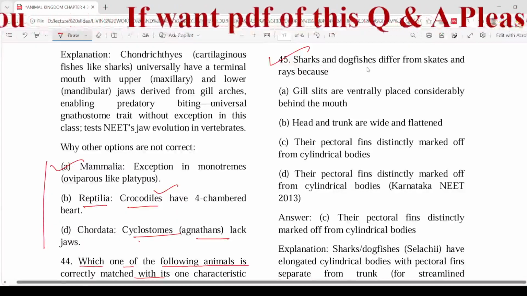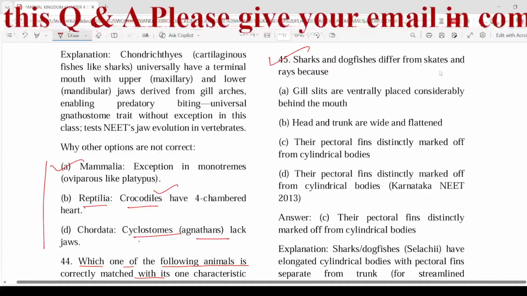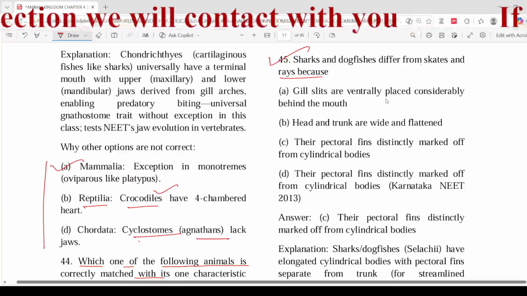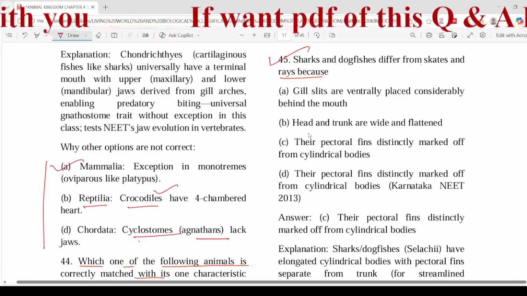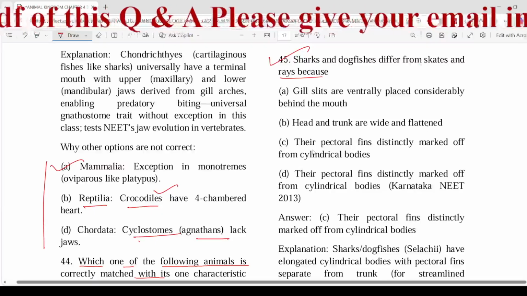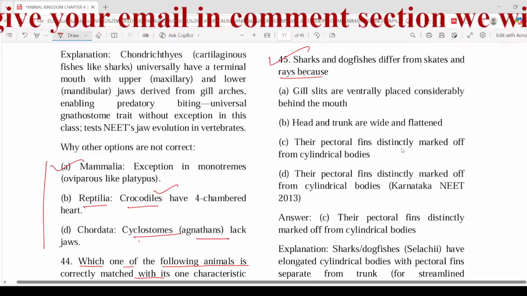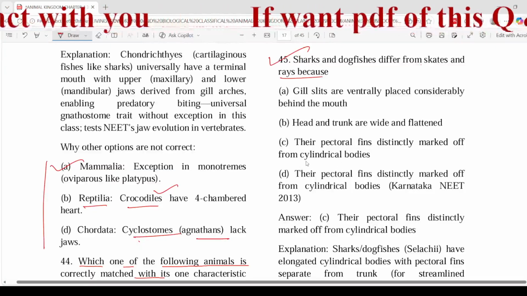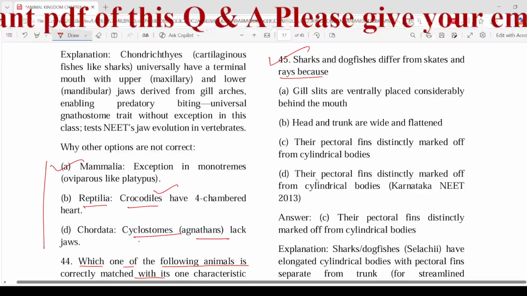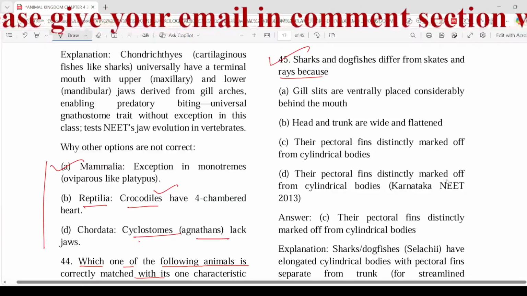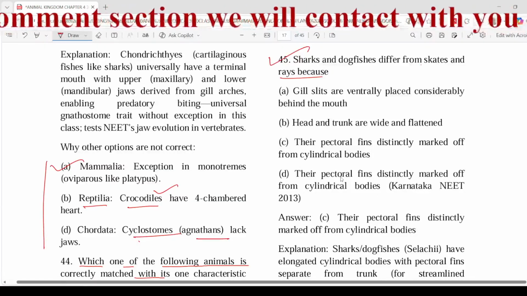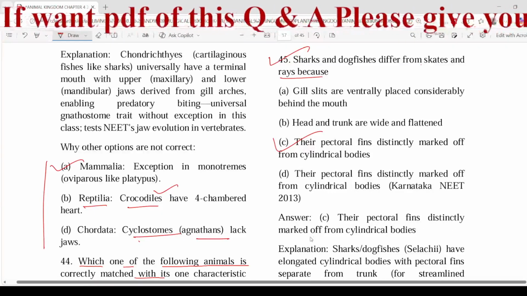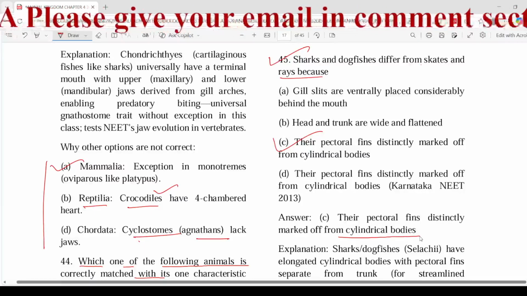Sharks and dogfish differ from skates and rays because: option A, gill slits are ventrally placed considerably behind the mouth. Option B, head and trunk are wide and flattened. Option C, their pectoral fins are distinctly marked off from the cylindrical bodies. So the correct answer will be option C. Their pectoral fins are distinctly marked off from the cylindrical bodies.